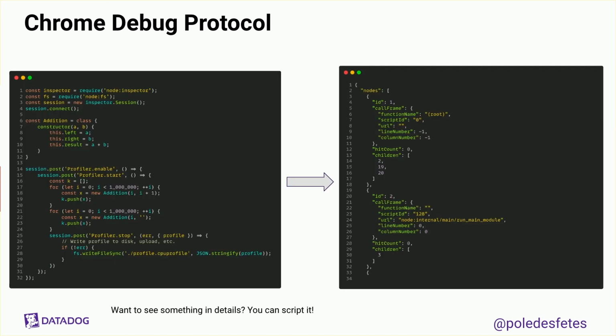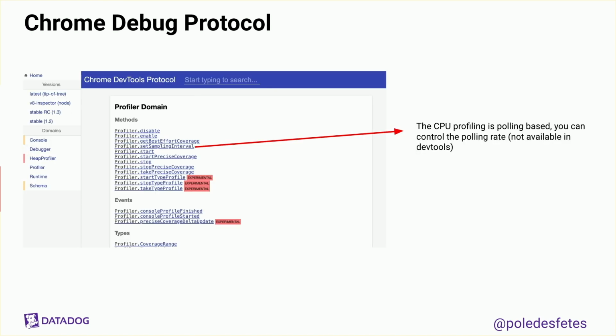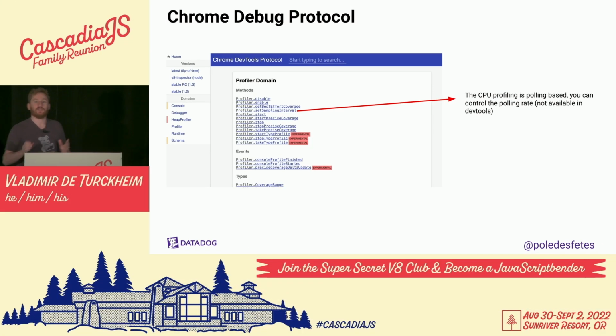If you want to find a function in particular, sum its calls, know how it's called, who calls it, and so on. And there's something available in the debug protocol called set sampling interval. To explain what it is, I have to explain quickly how the CPU profiler works in V8.